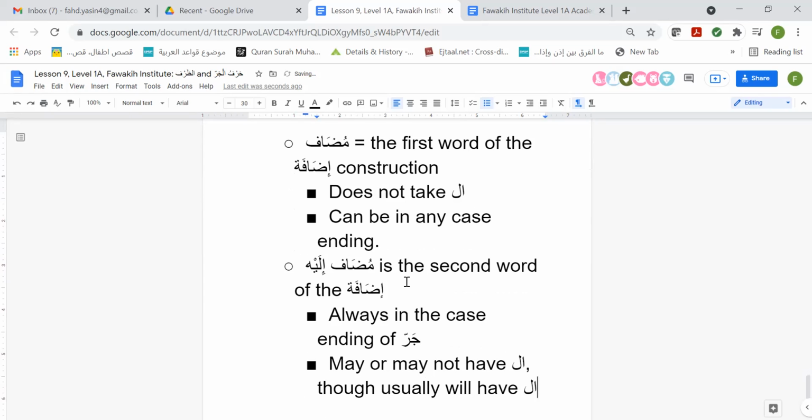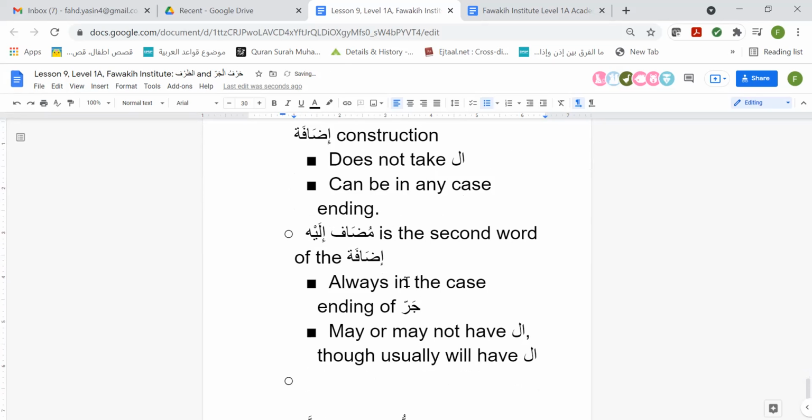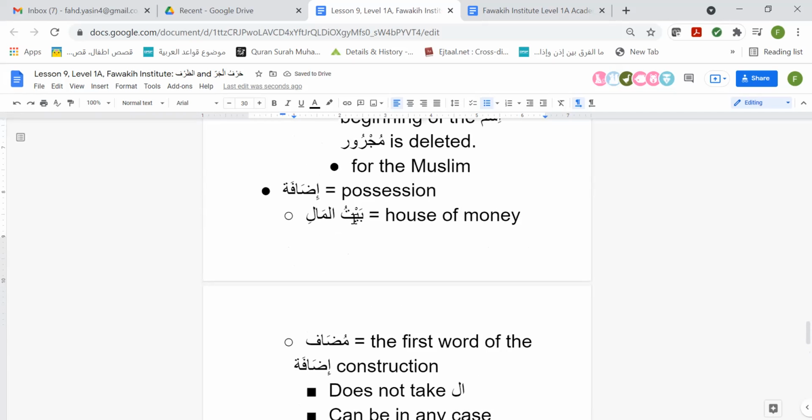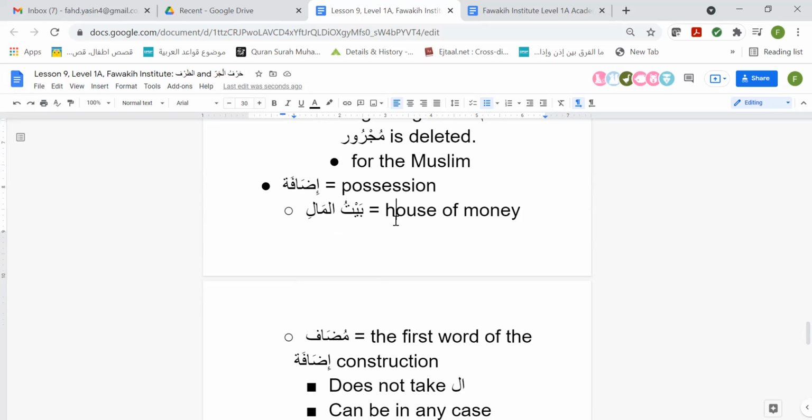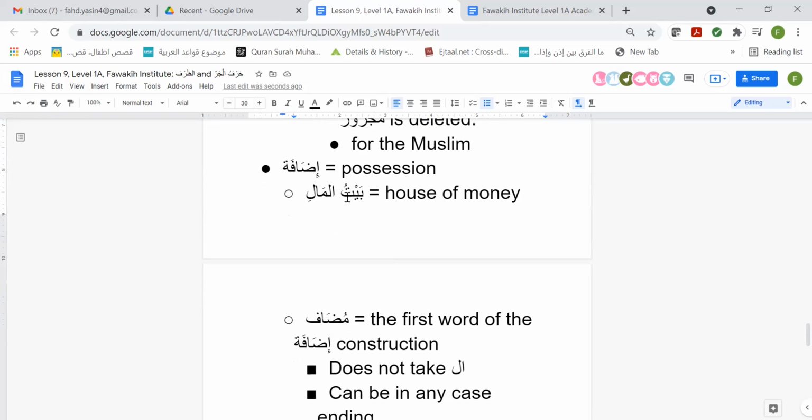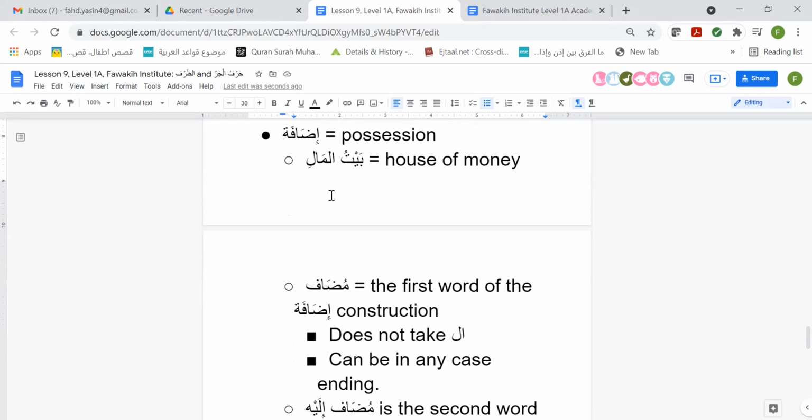The point of idafa is that it's possessive, meaning it takes the following form: the blank of blank. The house of money, Baytul Mal. You can say Baytullah, the house of Allah. This is another way of saying money's house, Allah's house, right? The apostrophe s, the entire English equivalent of the grammar behind that, is idafa, because it basically tells you possession. Baytul Mal means the house in which there is money. So the whole point is that it's about possession.